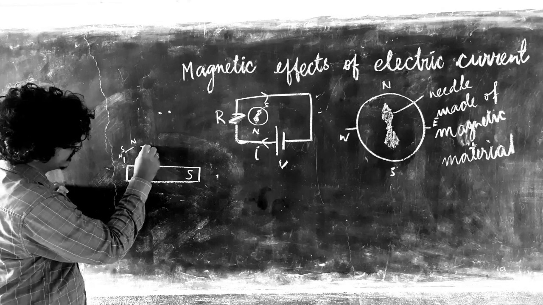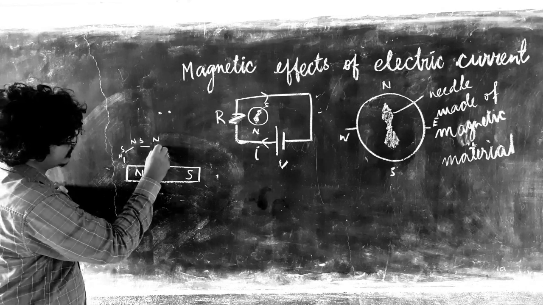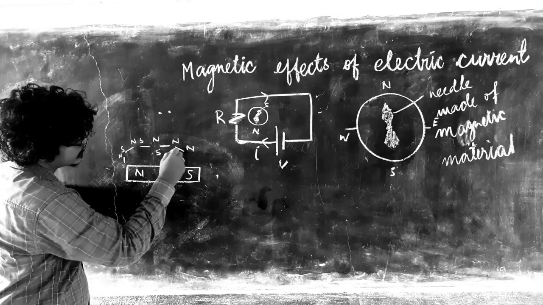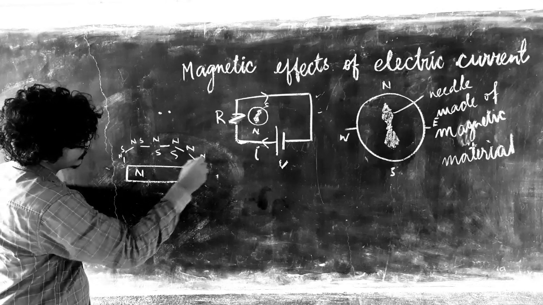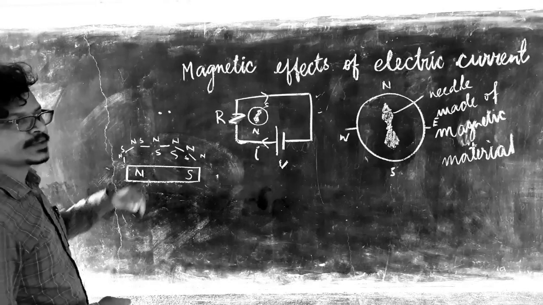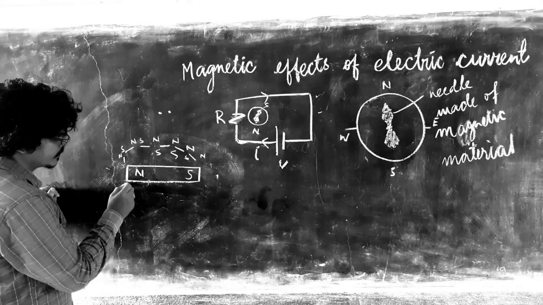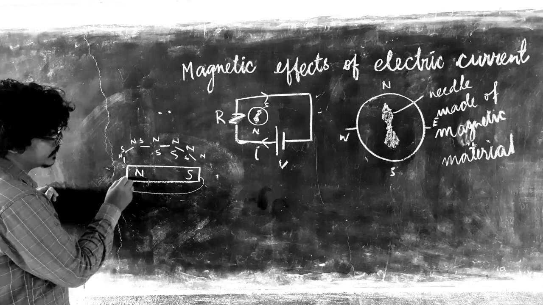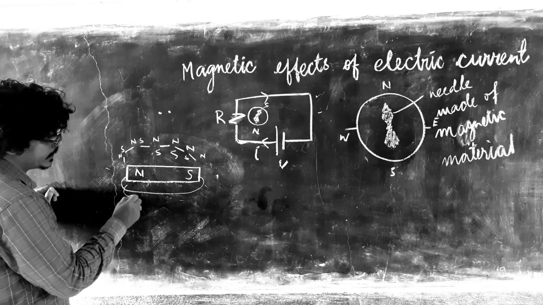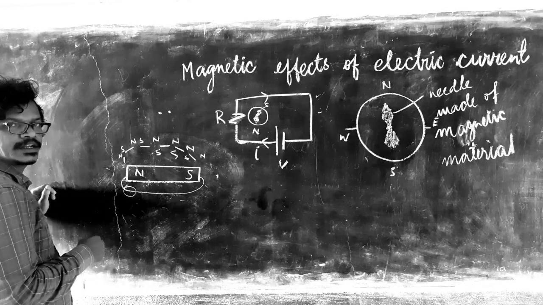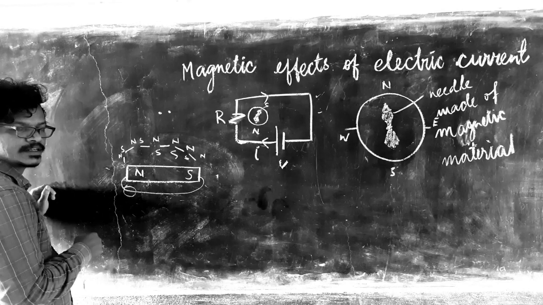Then place it here, north, south. Place it here, north, south. So repeat the same thing at every place in this path. That means put the magnetic compass everywhere and observe the magnetic needle direction.